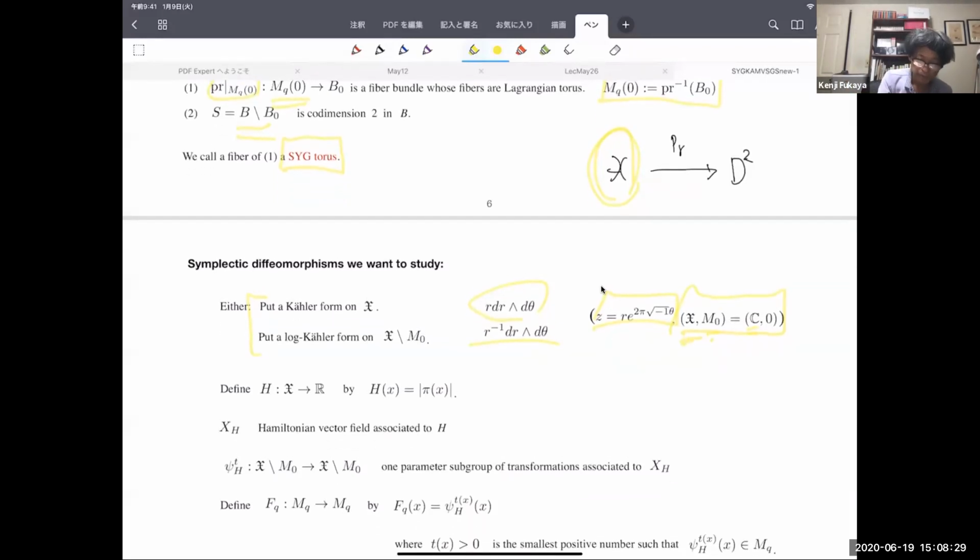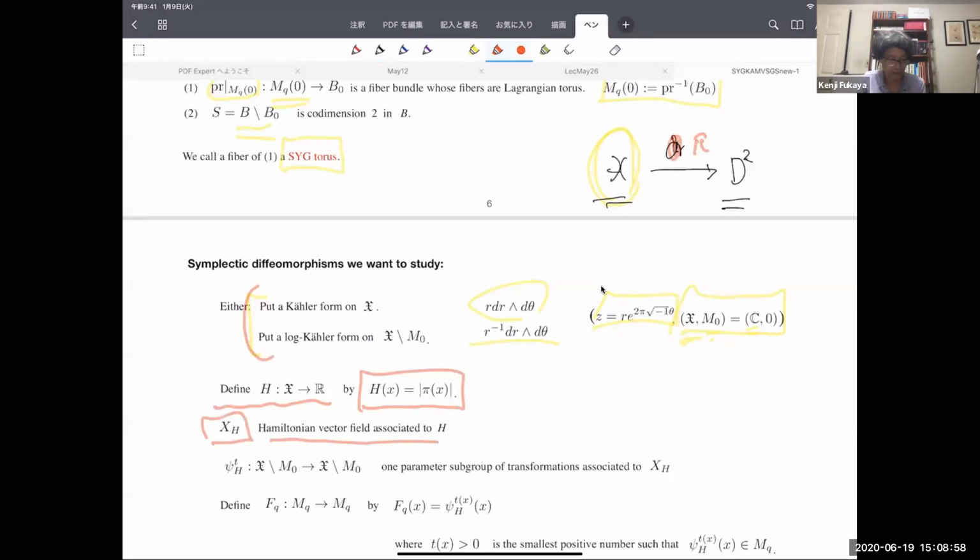And we take some particular Hamiltonian. That is just the absolute value of this. No, this is not true. This is pi, sorry. So pi is a map, from X to this disk, and we just take its absolute value. So this is a real-valued function on the total space, and we use this symplectic form to define the Hamiltonian vector field associated to this Hamiltonian. And this map, the flow of the Hamiltonian, is a one-parameter subgroup of the group of symplectic diffeomorphisms.